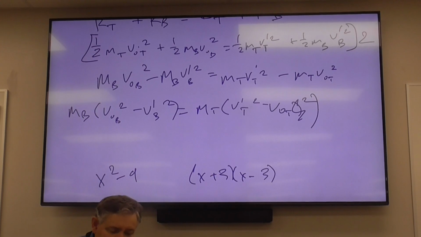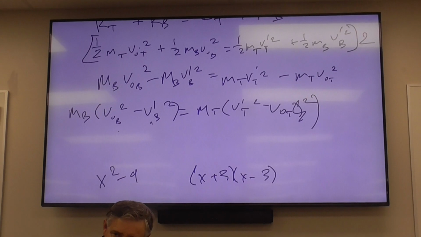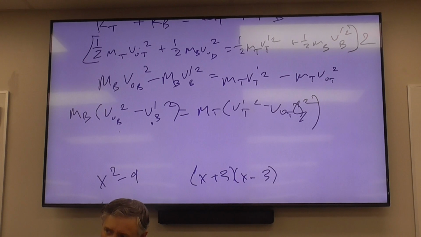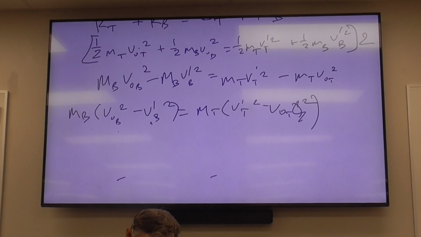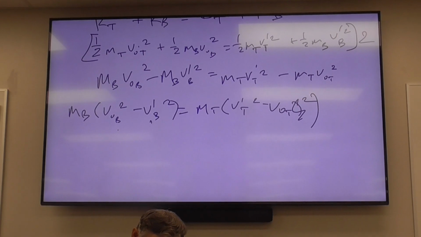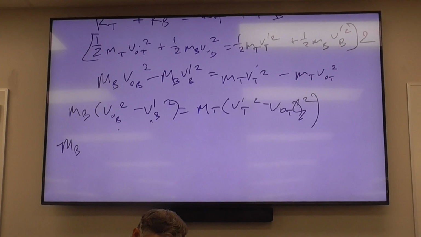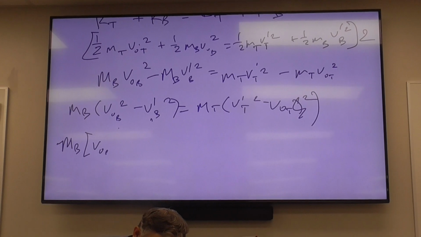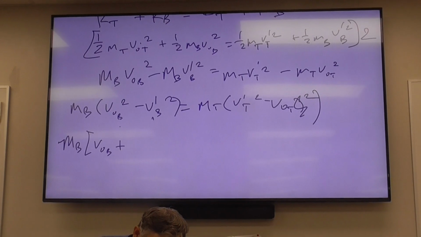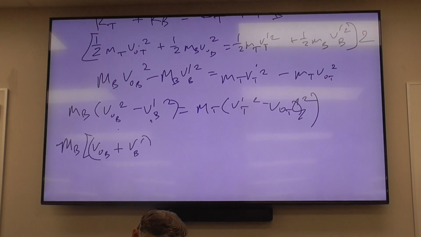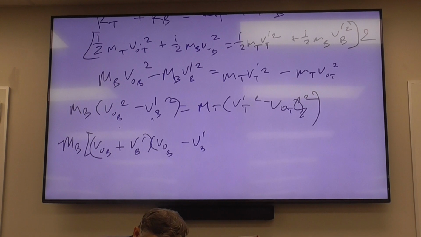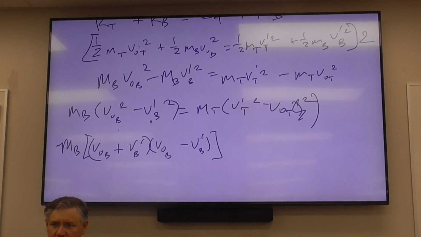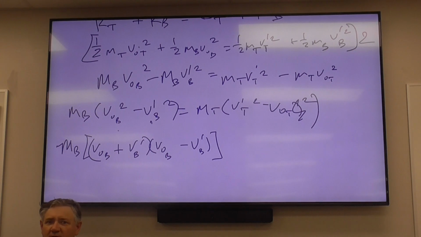Is this the difference of squares? Can we do the same thing? Absolutely we can. So we're going to come over here, and I'm going to have the mass of the bullet times the initial velocity of the bullet plus the new velocity of the bullet, times the original velocity of the bullet minus the new velocity of the bullet. Cool? Difference of squares. Everybody cool with what I did?